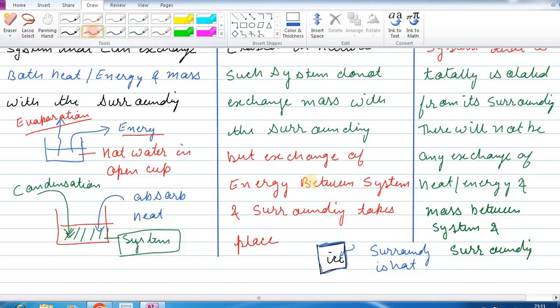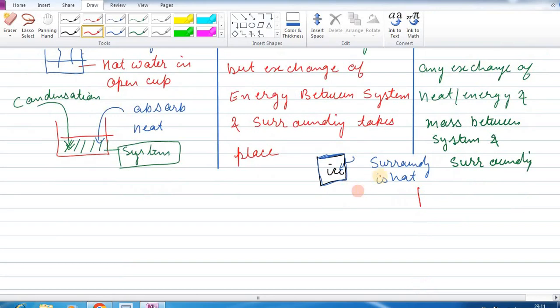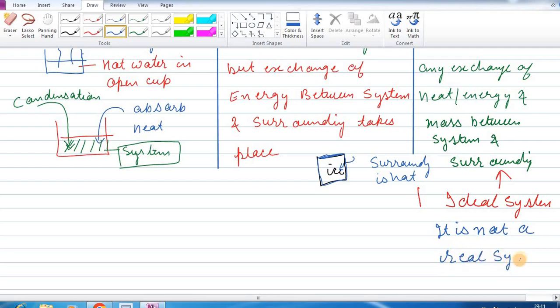Remember, an isolated system is not a real system. In day-to-day life, we do not experience such a system. We have not generated a type of isolated system so far. So it is an ideal system. Remember, it is not a real system. We cannot have a purely isolated system. We haven't developed such a kind of system.